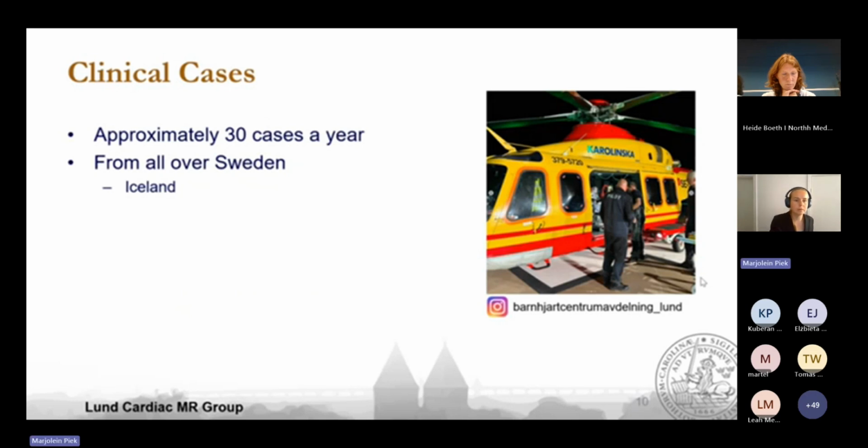Clinical cases, we have approximately 30 cases a year. We get them from all over Sweden and even Iceland. Currently, we are the main center in Sweden, but in Gothenburg, they are starting up as well.